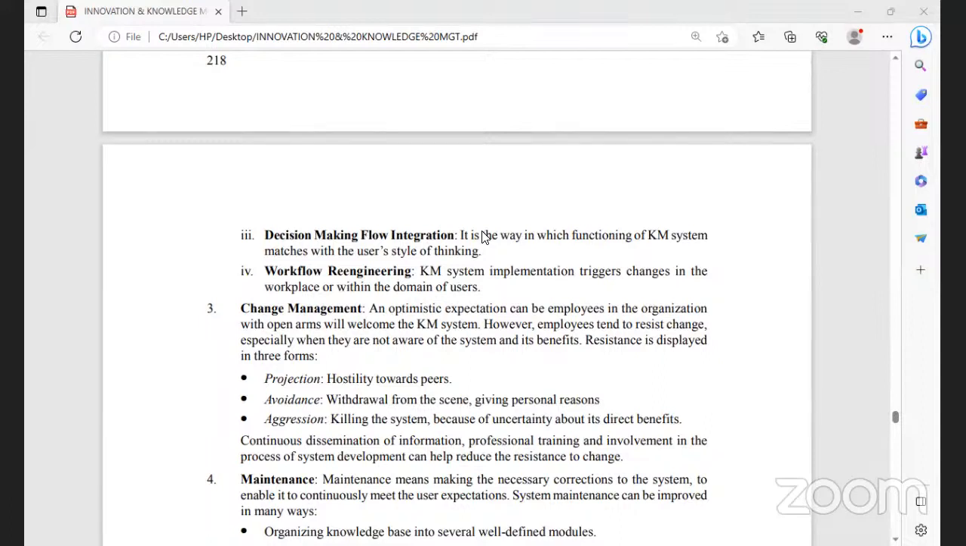That is to make a proper decision, correct decision making with respect to the correct person in the right environment, at the correct time. That only again we are discussing here. Decision making flow integration. It is the way in which the functioning of the knowledge management system matches with the user's style of thinking. Workflow reengineering. Knowledge management system implementation triggers changes in the workplace or within the domain of users.